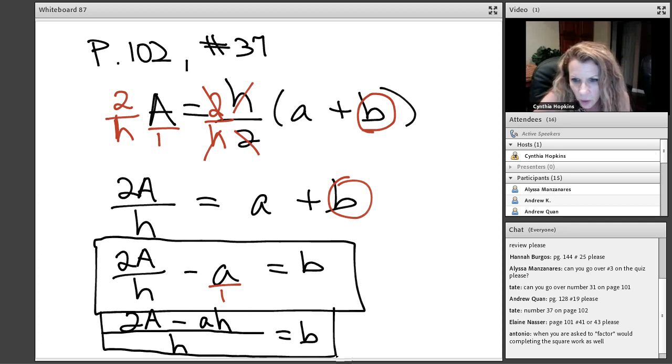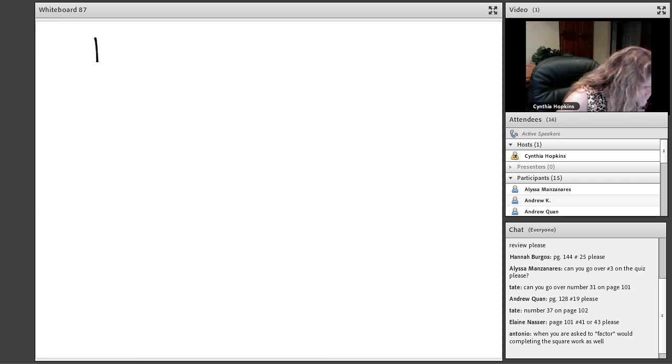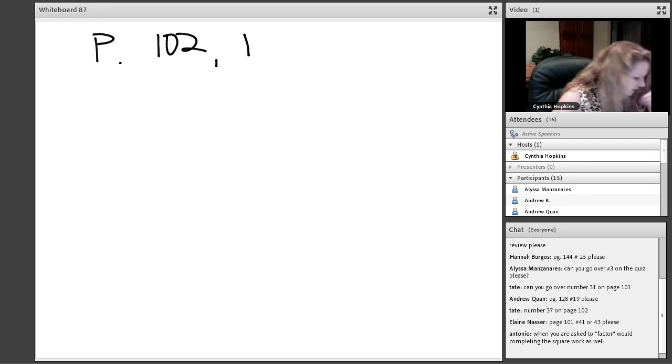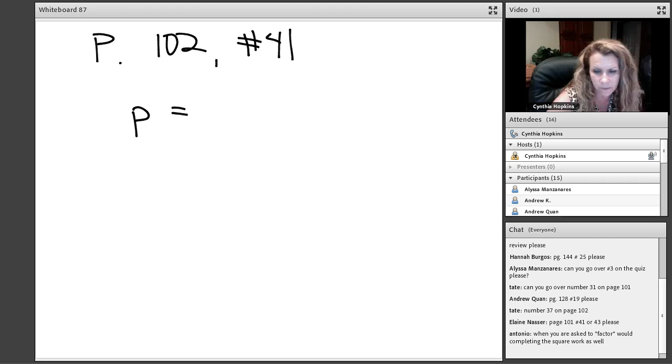Elaine, page 101, either 41 or 43. Okay, let me see which one I like better. They're both good. Let's do both of them. Okay, so page 102, number 41 I'll start with.